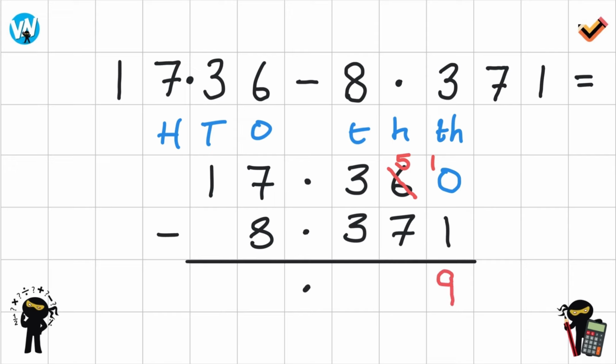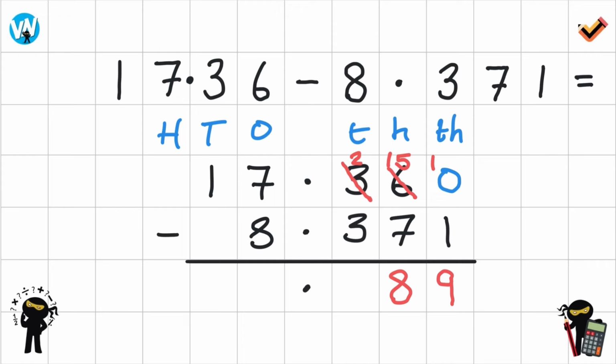5 take away 7. Well, we can't do that. If we've only got 5, we can't take 7 away from it. So, we're going to need to exchange again. So, the 3 becomes 2. And the 1 that I borrowed from this column moves into the hundredths. So, I've now got 15 take away 7, which is 8.